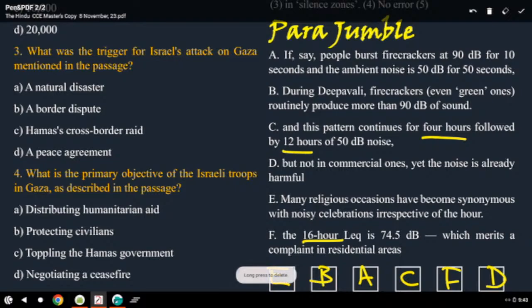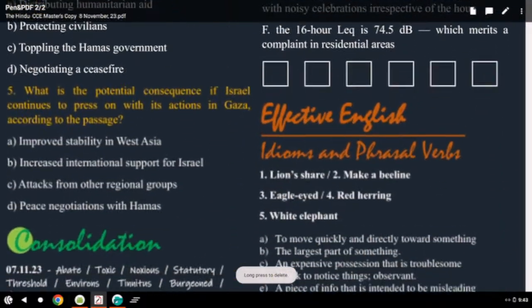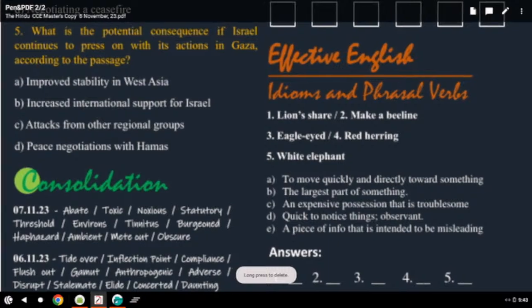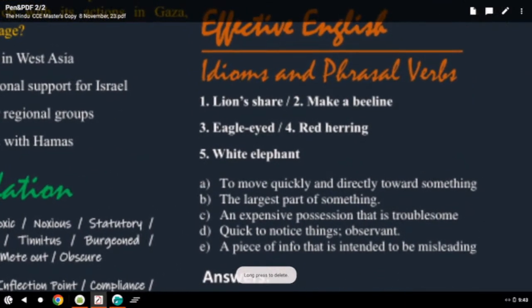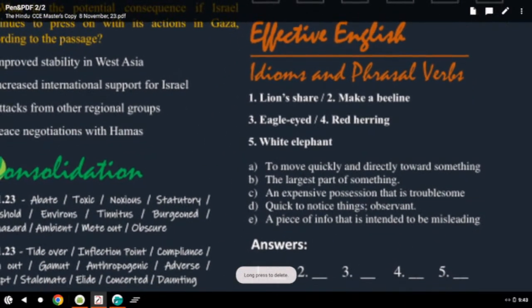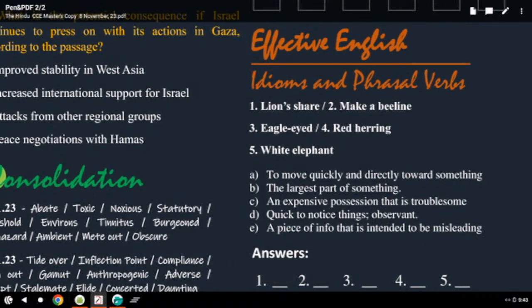Please go to 5 idioms based on animals, because yesterday we got a red herring. Do you remember? Based on that, I have brought 5 idioms based on animal world, animals. Lion's share, the largest part of something. So first one, what is the answer? B. Make a beeline.